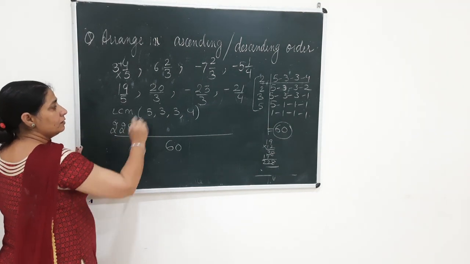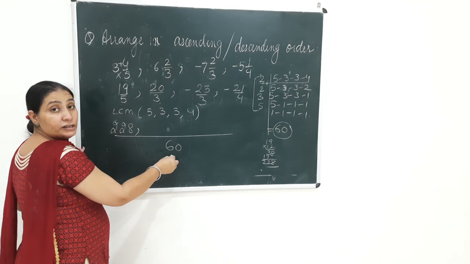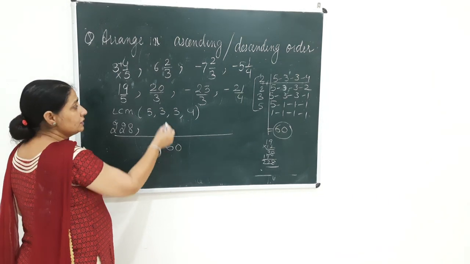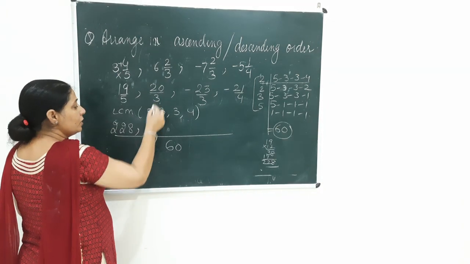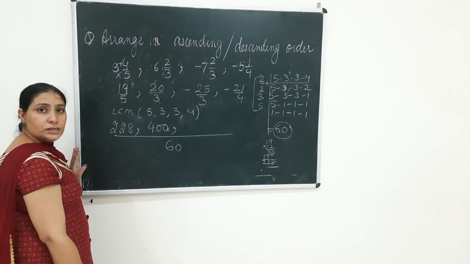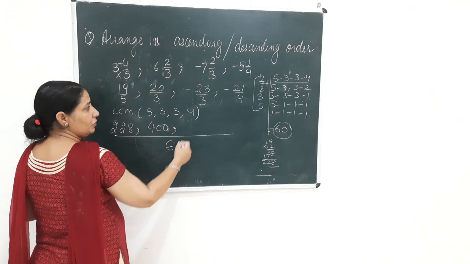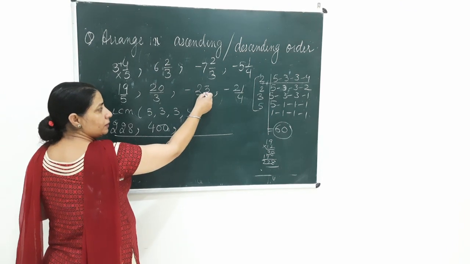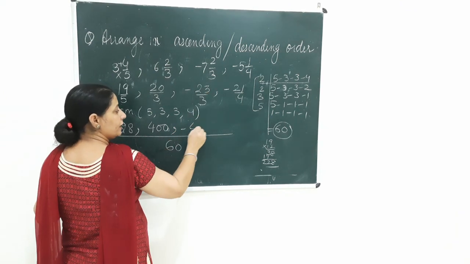Clear beta? Now on the table of 3, when you divide 60 by 3, it is 20, and 20 multiplied by 20 is 400. 20 into 20 is 400. Again, 3 20s... 20 multiplied by 23, that is equal to minus 460.